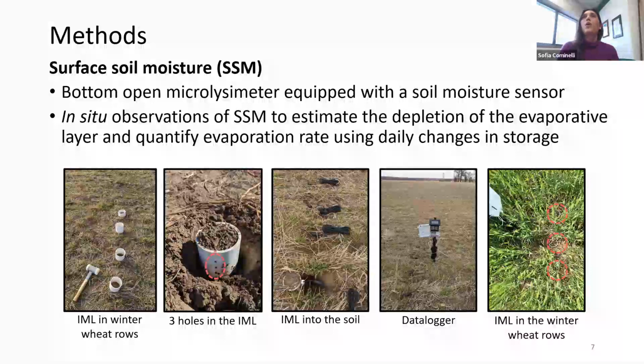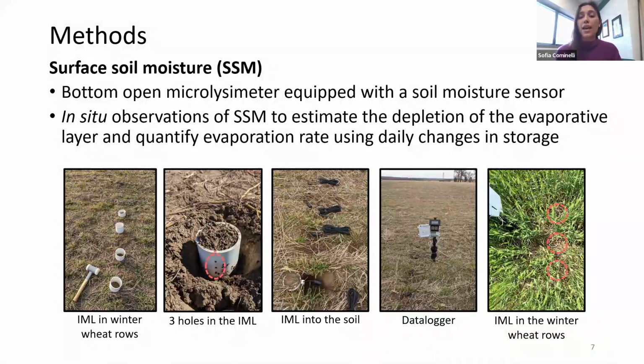So, in order to measure how much water we have for the evaporation process, we measure the surface soil moisture using an instrumented microlysimeter. These instrumented microlysimeters are pipes that are inserted at the beginning of the growing season, in the case of winter wheat, and at the beginning of the experiment in bare soil. So after we insert the microlysimeter, we dig a trench in order to place a soil moisture sensor.